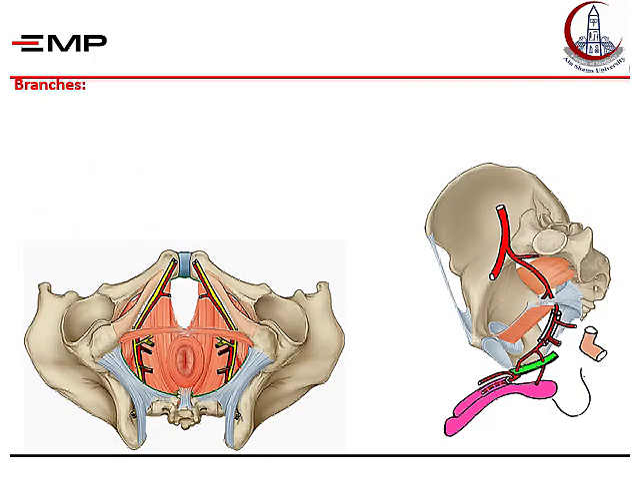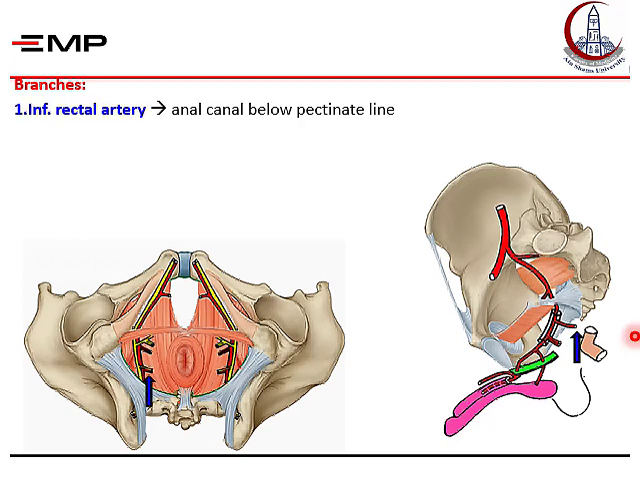The branches of the internal pudendal artery are in this order. Remember, we have the anal canal, we have the scrotum, we have the bulb of the penis, and we have the body of the penis. So we have here 5 main branches. One to the anal canal is the inferior rectal artery. It should have been called inferior anal artery. It supplies the anal canal below the pectinate line, the lower part of the anal canal.